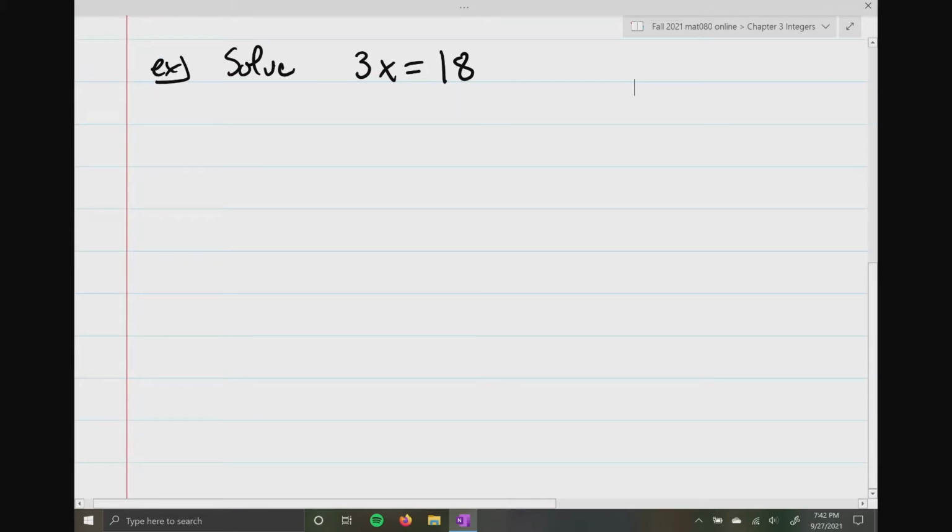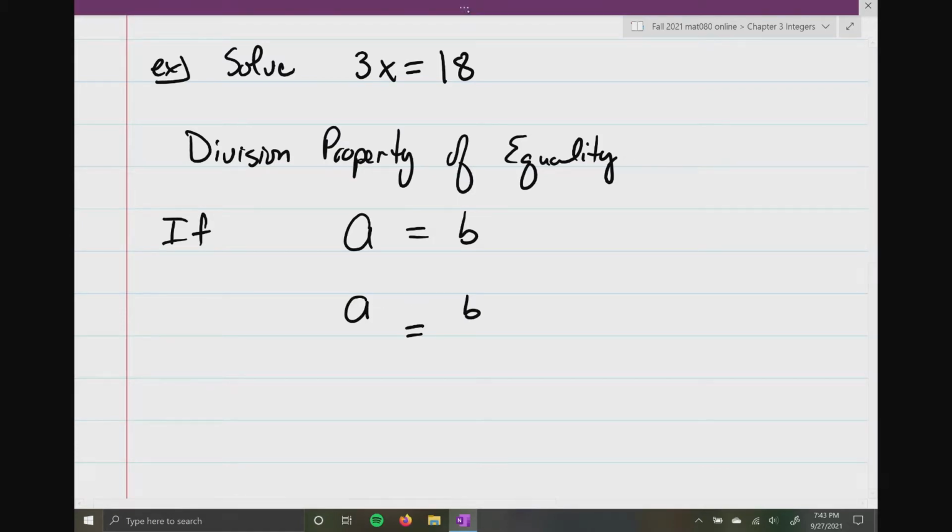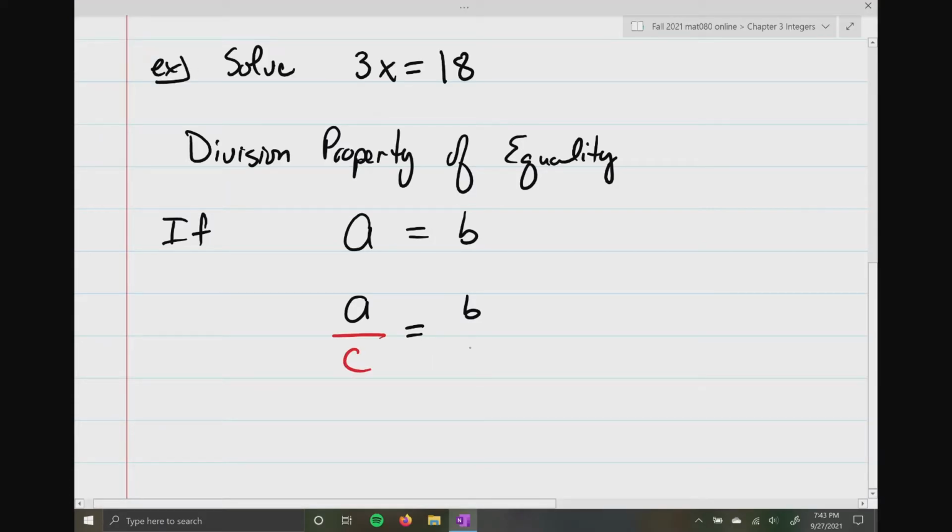So in order for us to solve this problem, we're going to need a new tool in our tool belt. So this is going to be called the division property of equality. And to be honest with you, you already have a really good idea of what this is. So here is what it looks like. If we have two things and they're equal to each other, we're just going to call them A and B. Well, the division property of equality says whatever you do to one side, you do to the other. And in this case, we're going to be very specific with what we're doing because we are going to be dividing both sides by the same exact number. And that's our division property of equality.